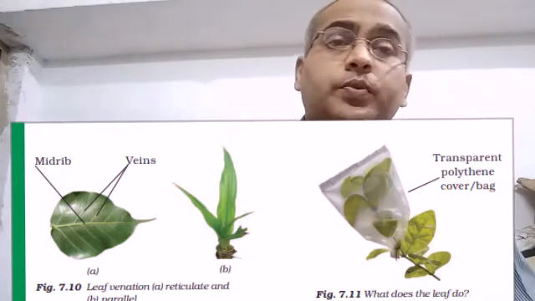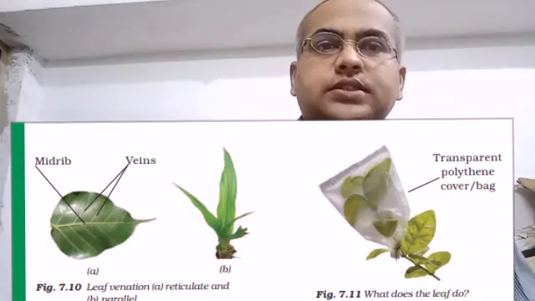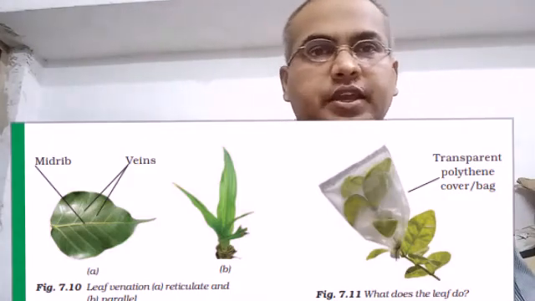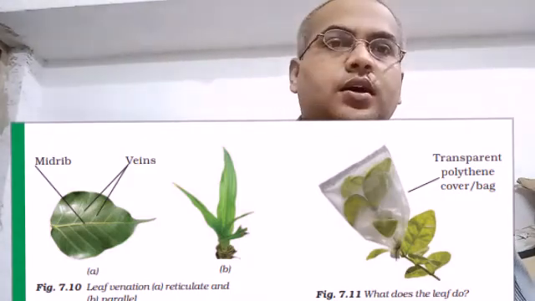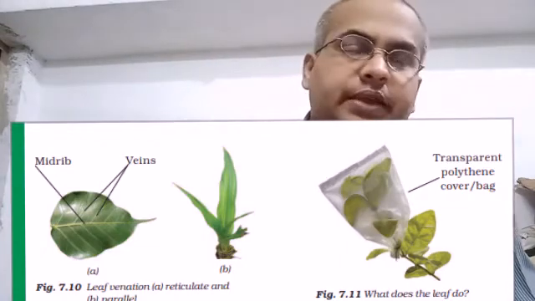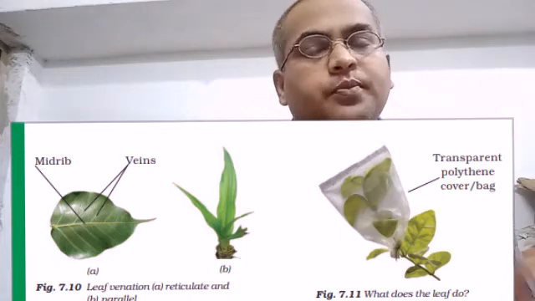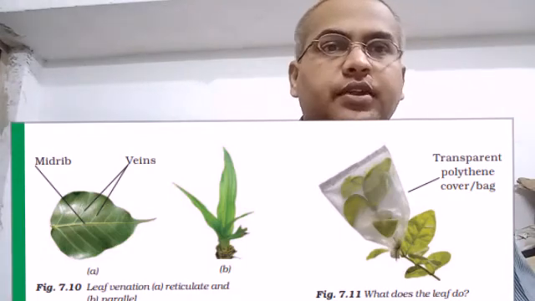So class, I hope you are able to understand these different parts of the leaf, that is lamina, leaf base, petiole, midrib, side veins, simple leaf, compound leaf. If any problem, ask me class, I will help you.